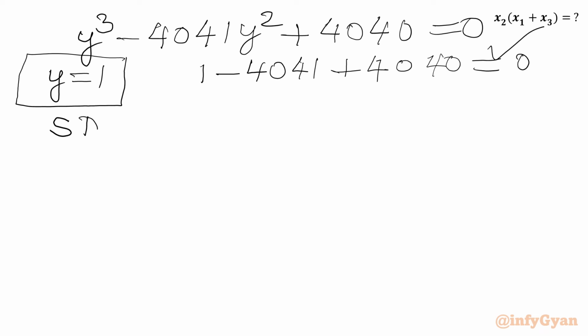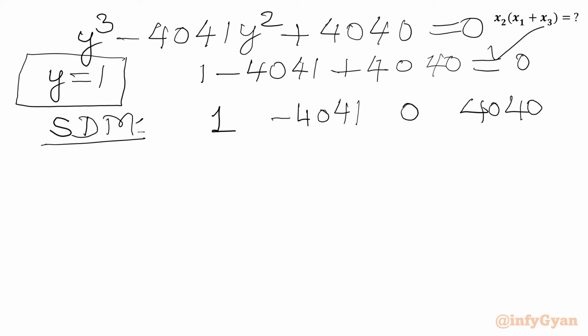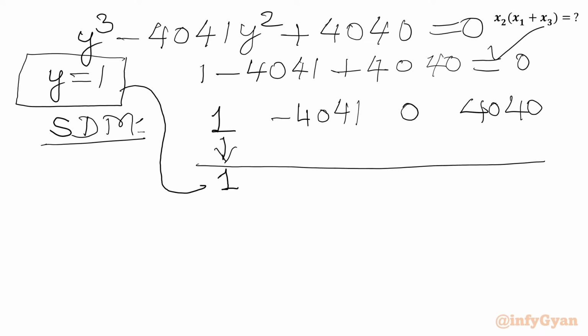Now we can use the synthetic division method. Here we need to write all the coefficients of the cubic equation. So the coefficient of y cube is 1. The coefficient of y square is negative 4041. The coefficient of y is missing, so we will write 0. The constant is 4040. Now we will put one line over here. The leading coefficient 1 we will retain as it is. Now we have to multiply our base solution with this leading coefficient 1.